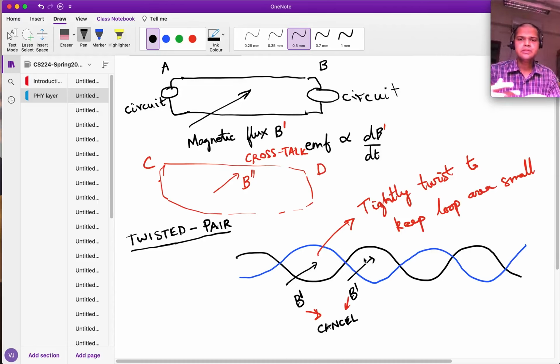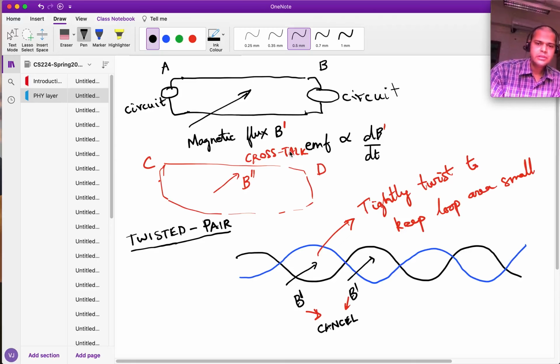Okay, so the twisting changes from this part. You see the black one is above the blue one, and it changes over here. So assuming that all of these are identical, and the magnetic flux is the same over here and so on, these would tend to cancel each other out, right? So if you twist it tightly and you do this twisting carefully, you do it very well, you can get rid of most of this crosstalk.